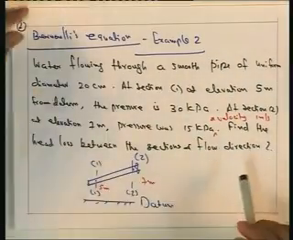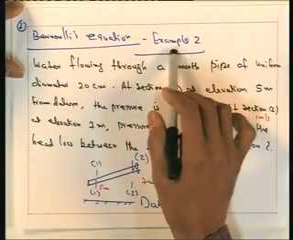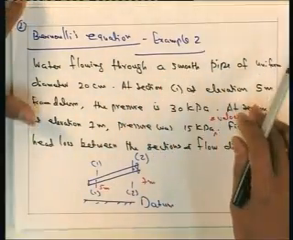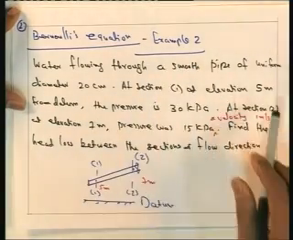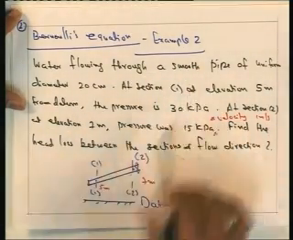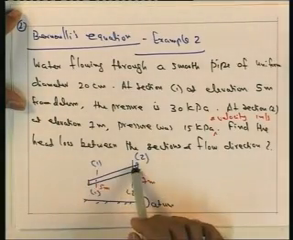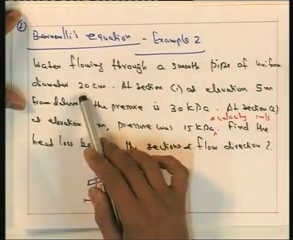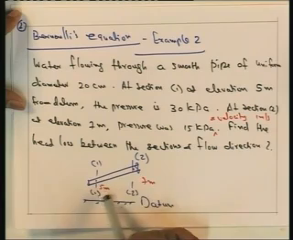Now we will see a few example problems with respect to Bernoulli's equation that we have discussed so far, before going to other topics. This is example number 2; earlier we have already seen one example. Here we consider a problem: water is flowing through a smooth pipe of uniform diameter. The diameter is 20 centimeter at section 1 at elevation 5 meter.